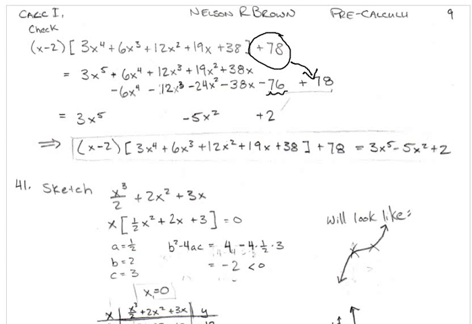I could have written this in one big long way, all the way down to here. I didn't do that so that I could see which terms easily combine with one another. So these terms cancel, these terms cancel. These terms combine and leave me with a negative 5x squared. These terms cancel, and the negative 76 and the positive 78 leave me with a plus 2.